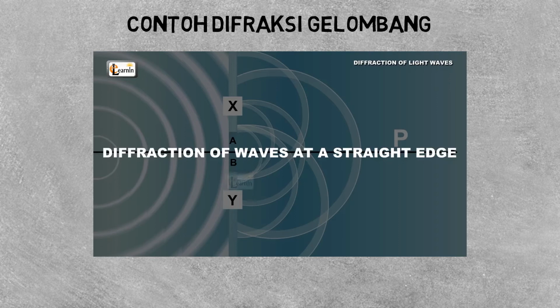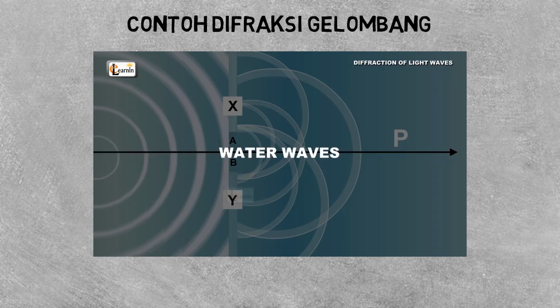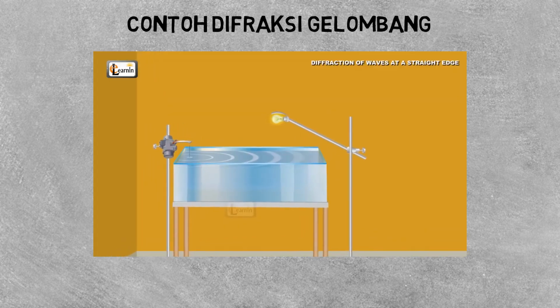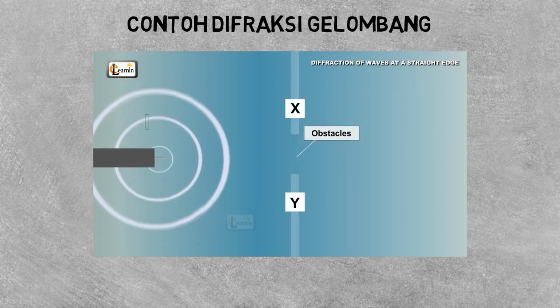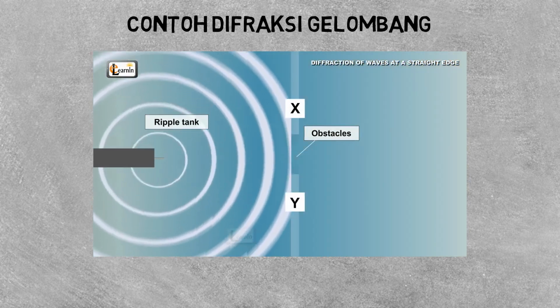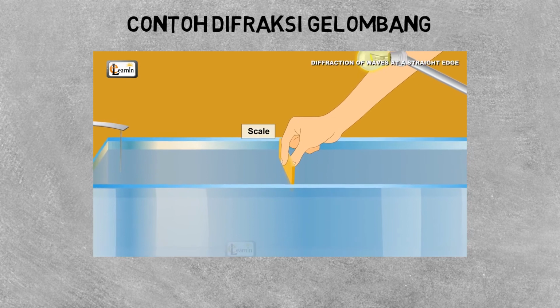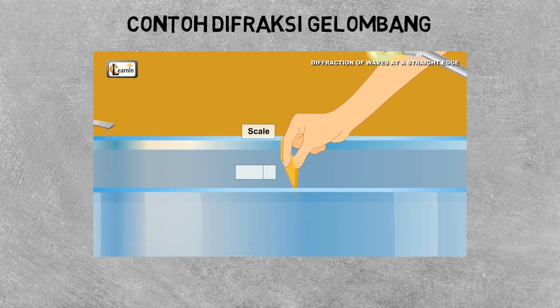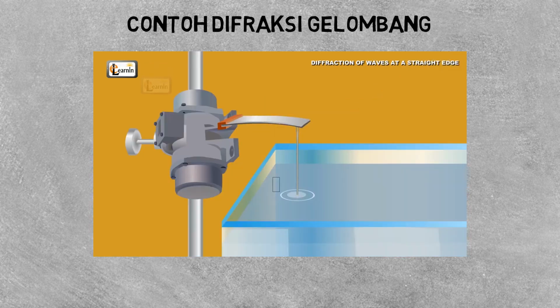Diffraction of waves at a straight edge. Water waves. This concept can be understood with a slight change in the obstacle placed in the ripple tank. Let us place a half-meter scale in the ripple tank such that its length is in contact with the water surface, but its width is perpendicular to the surface. This type of obstacle is called a straight edge.